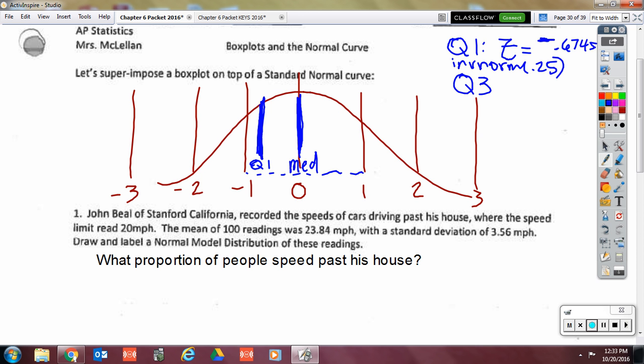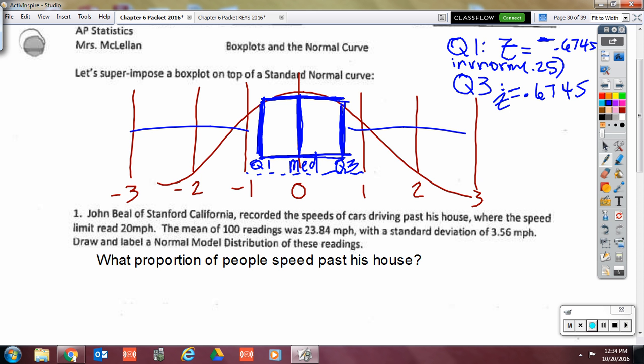Because of the symmetry, it is the positive 0.6745. Okay, and that is always, because that doesn't change. It is always at the 75th percentile. So my Q3 is going to be located about right there. So my box is there in between 1 standard deviation down and 1 standard deviation up. It spans that. And then the whiskers, those kind of depend on how far your data goes out. So I'm just going to kind of stick those out there. I don't really know specifics on your whiskers. Okay, but they should be going out there.